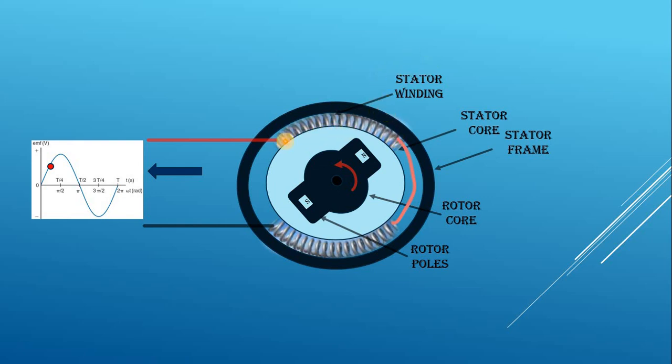And next is the stator winding. We can see two coils in the stator windings. Those are connected in series. So the stator winding is made of insulated copper wire. When the magnetic flux linking with this winding changes, an EMF is induced in this winding. So these three parts together is called stator. Stator frame, stator core and stator winding. These three are stationary and it will not rotate.